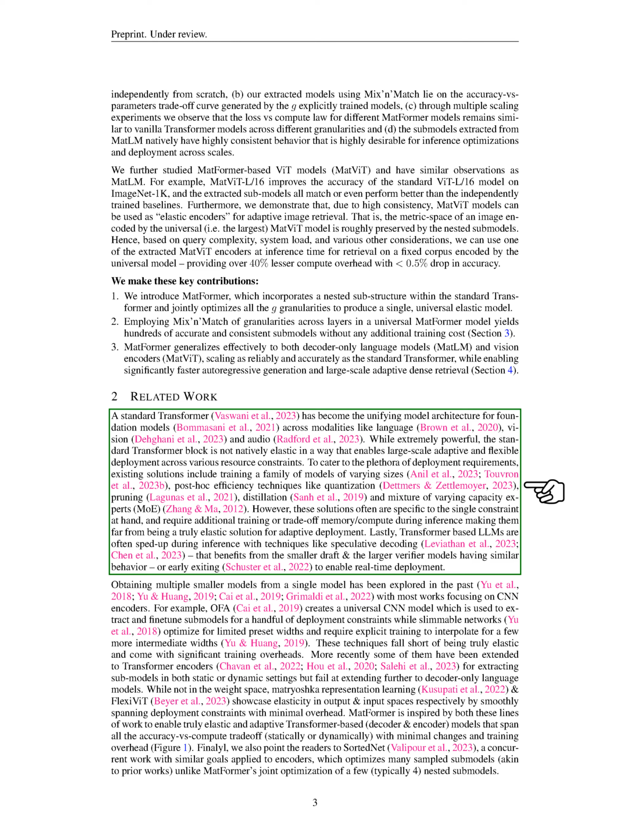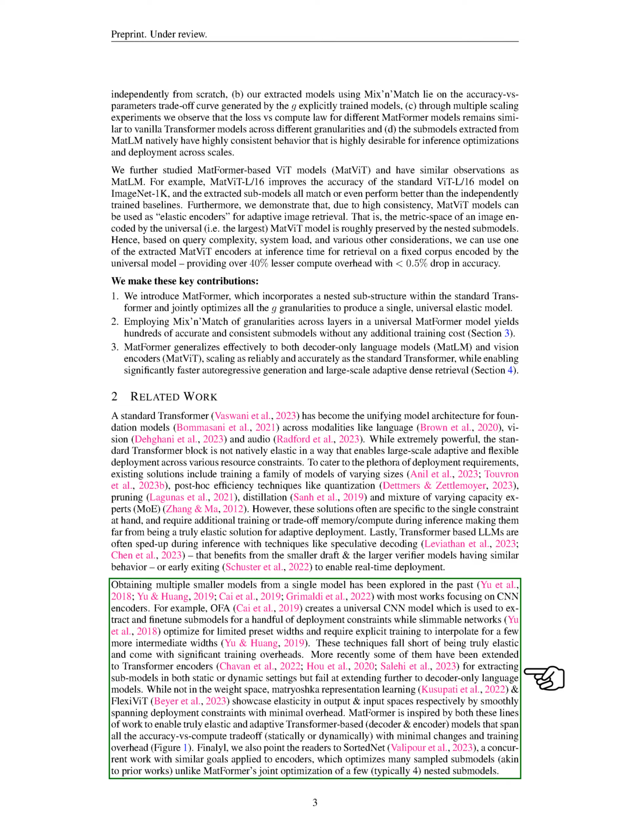Transformer-based language models are often sped up during inference using techniques like speculative decoding or early exiting. This allows for real-time deployment. There have been attempts to obtain multiple smaller models from a single model, especially focusing on CNN encoders. For instance, OFA creates a universal CNN model used to extract and fine-tune submodels for various deployment constraints. However, these techniques are not truly flexible and require significant training overheads. Recently, some of these techniques have been extended to transformer encoders for extracting submodels in both static or dynamic settings. But they fail when it comes to decoder-only language models.